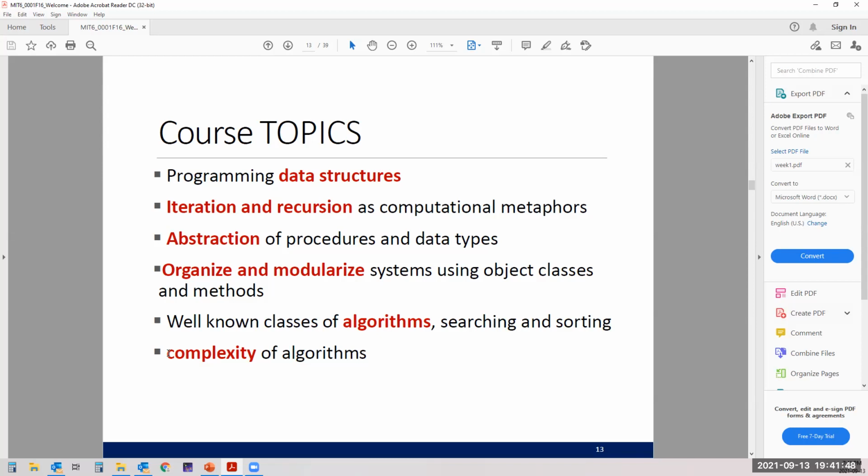Well-known classes of algorithms, like searching and sorting algorithms, how do we implement them in Python? What is the benefit of using these data structures? Then at the end, we will have a basic touch on computational complexity and the complexity of algorithms, mainly the big O notation. What do you mean by big O notation?